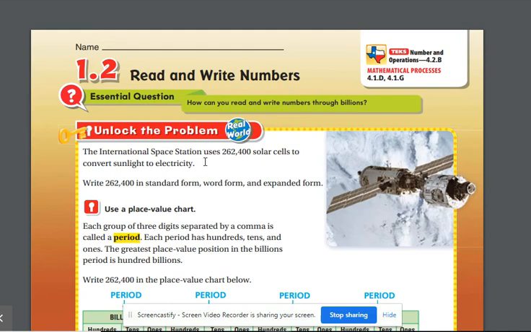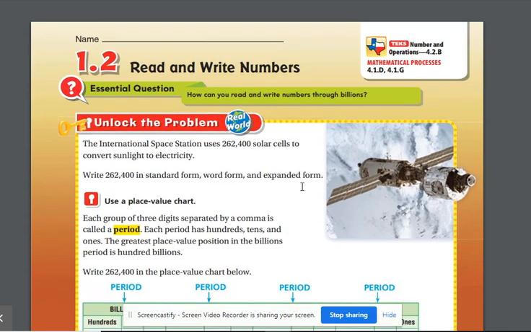And every time we have a worksheet or anything, we always want to make sure we're reading everything carefully. So let's unlock the problem in the real world. The problem says the International Space Station uses 262,400 solar cells to convert sunlight to electricity. Write 262,400 in standard form, word form, and expanded form. Okay.